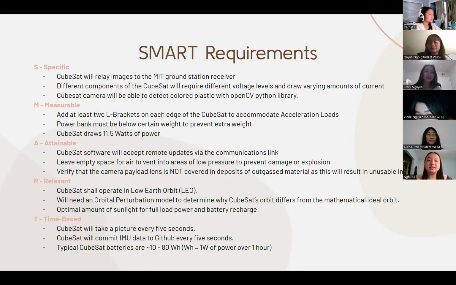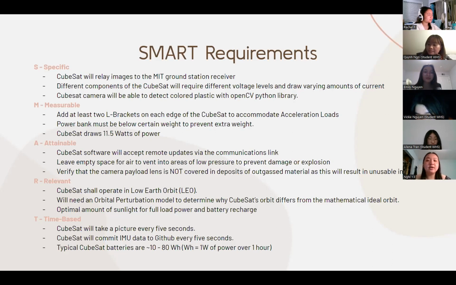Our few objectives are that our CubeSat will relay images to the MIT ground receiver, and then different components of the CubeSat will require different voltage levels and draw varying amounts of current. Lastly, our CubeSat camera will be able to detect colored plastic in the ocean from space with the OpenCV Python library.